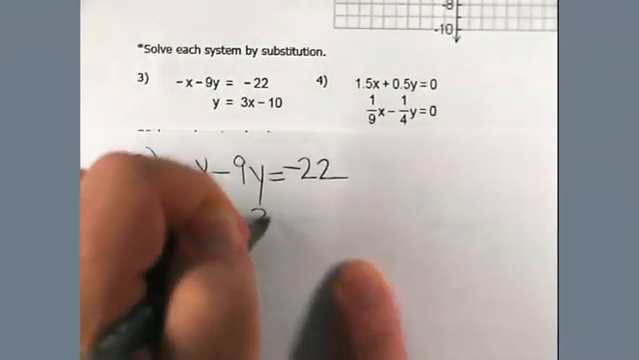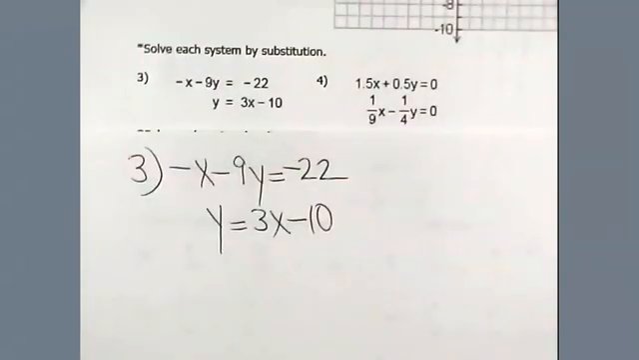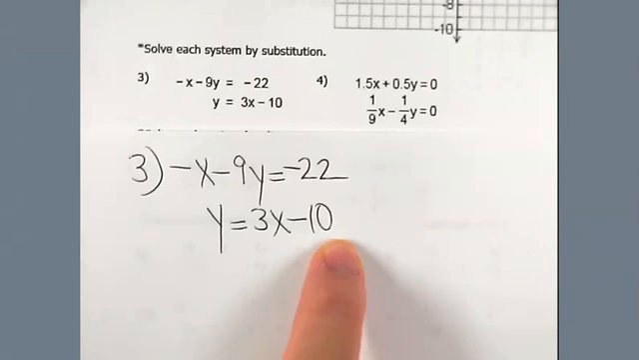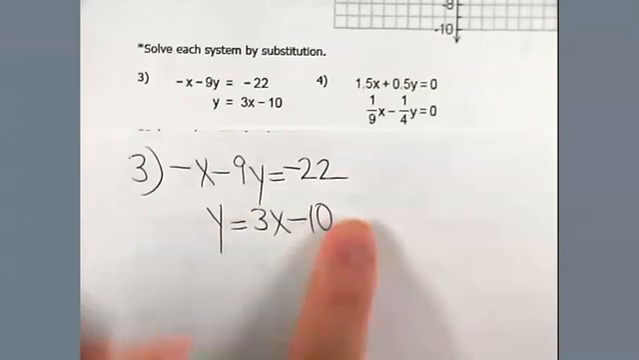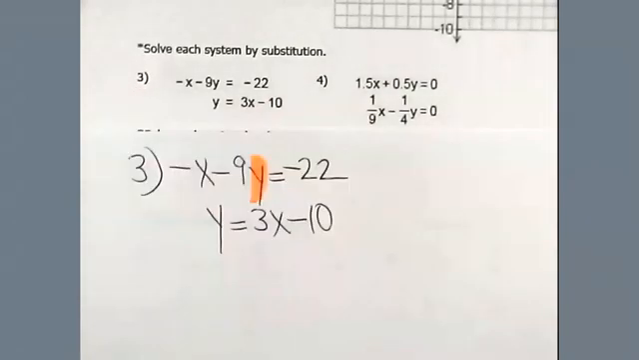A clue that you can use substitution is that in your system you have a letter already by itself. If you don't have a letter by itself, you may have to manipulate one of the equations to get a letter by itself. So what we're doing here with substitution, because our second equation is y equal to this expression, 3x minus 10, we're going to take this expression and plug it into that first y in the first equation.